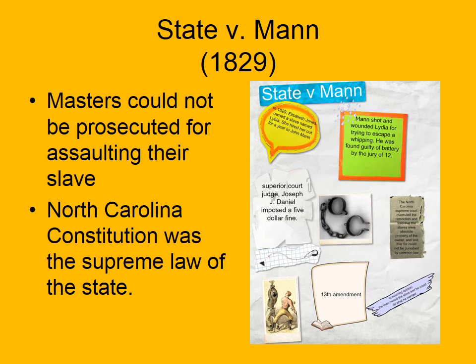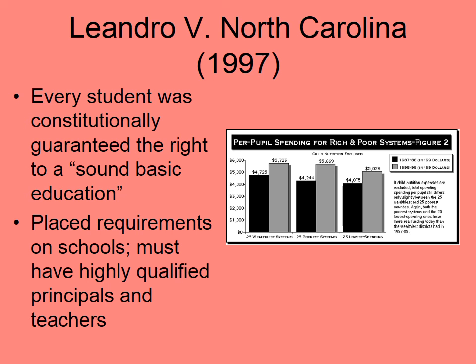All right, guys, so State versus Mann. I actually have the date up here wrong. It was 1829, so this is before the Civil War. But the Civil War really was a culmination of so many different things, and we'll talk about it more in U.S. history. State versus Mann said that masters could not be prosecuted for assaulting their slave. Again, the slave was considered property in the 1800s and 1700s in this country, and so according to the North Carolina Supreme Court, State versus Mann says that yes, you can beat your slave, you can assault your slave, and again, slaves are property.